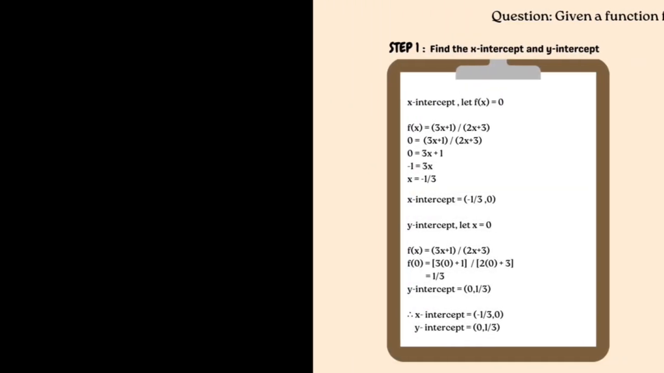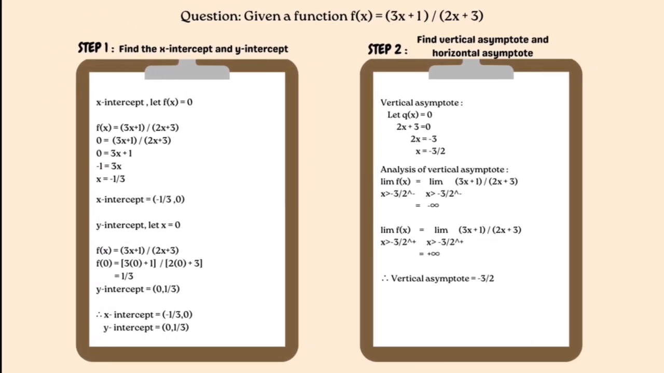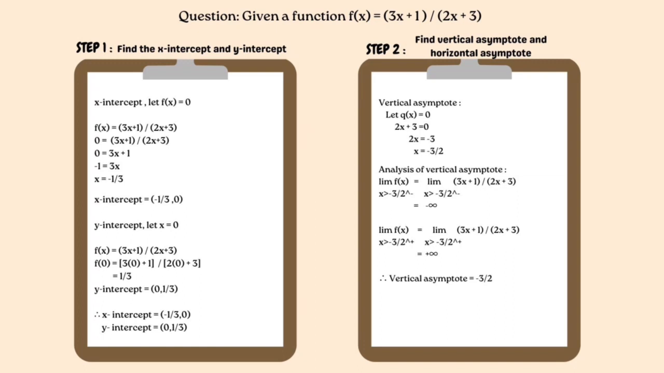So, given the function here, f(x) equals (3x plus 1) over (2x plus 3). First, you need to find the x-intercept and y-intercept. To find the x-intercept, you must let f(x) equal to 0, and then you will get x equals -1/3. To find the y-intercept, let x equal to 0, and you will get 1/3. The x-intercept is (-1/3, 0) and the y-intercept is (0, 1/3).